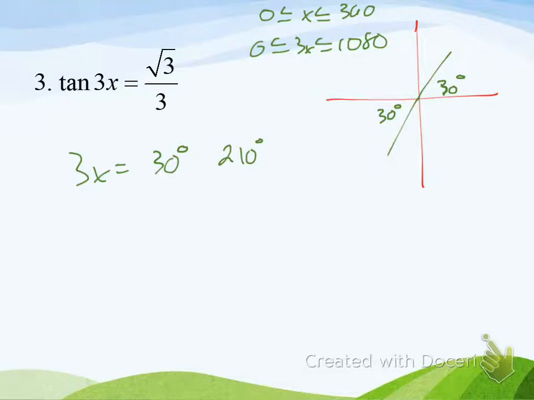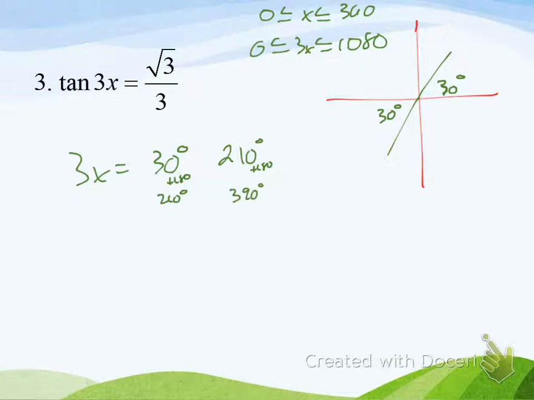So what does that mean? That means that every 180 degrees, tangent's going to repeat its values. So instead of adding 360, we have to add 180. And that only is because we're dealing with, I'm sorry, we're dealing with tangent. So 3x could be 30, 210, or if we add 180 to 30, we get 210. If we add 180 to 210, we get 390.